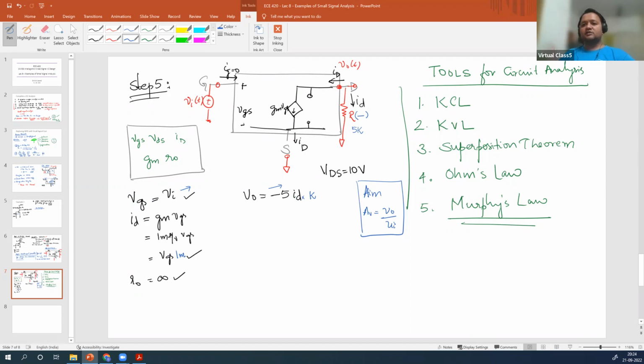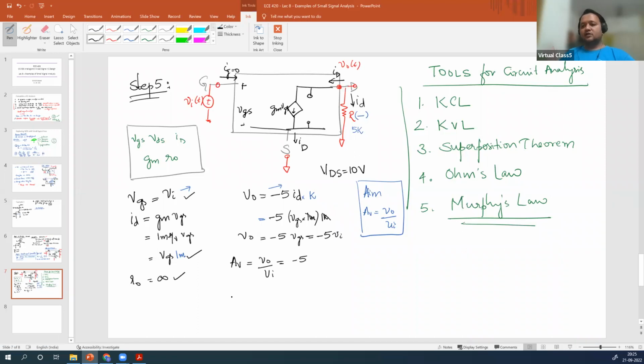What is the relationship between VGS and ID? ID is equal to VGS times 1 milliampere per volt. So when you replace, minus 5 ID is VGS times 1 milli times 5 into 1 kilo ohm. So 1 milli and 1 kilo ohm will get cancelled. So v naught is equal to minus 5 VGS. Right? Now what is minus 5 VGS? Minus 5 vi. So now we have v naught and vi. So divide the equation by vi on both sides. So Av becomes v naught over vi equal to minus 5.